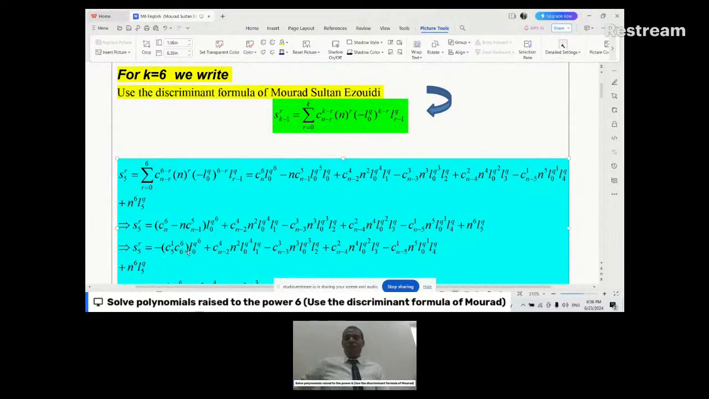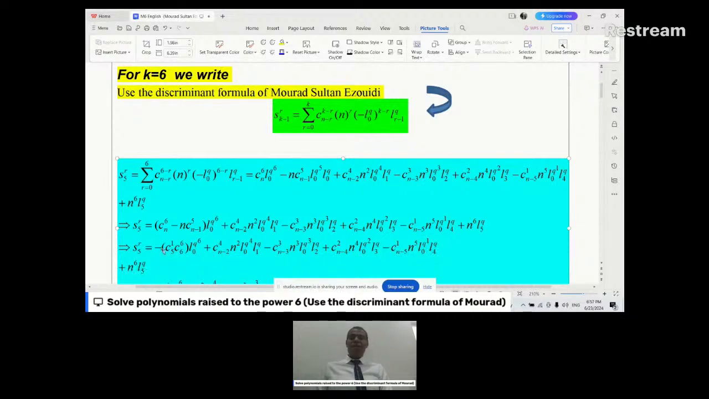Okay, L0 for the q raised to the power 6 plus combination n minus 2 choose 4 n squared L0 for the q raised to the power 4 times L1 of the q minus combination n minus 3 choose 3 n cubed L0 for the q cubed L2 for the q plus combination n minus 4 choose 2 n raised to the power 4 times L0 of the Q squared times L3 of the Q minus combination n minus 5 choose 1 n raised to the power 5 times L0 of the Q raised to the power 1 times L4 plus n raised to the power 6 times L5 for the Q.